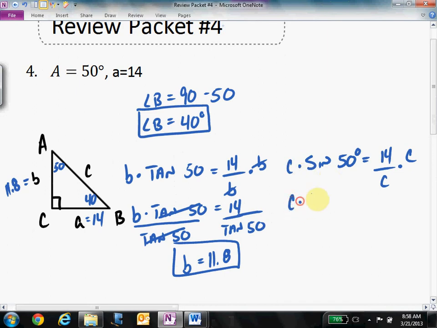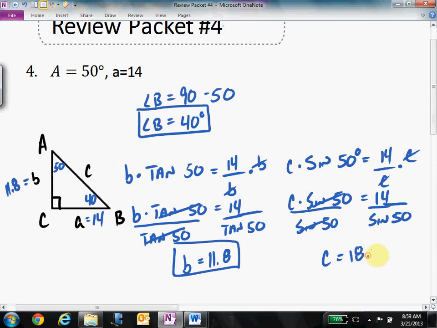And I'm going to get C times sine of 50 equals 14. These C's cancel. I need to detach sine 50 from C, so I'm going to divide both sides by sine of 50 degrees. The sine of 50 degrees cancels. C is alone. So using your calculator, evaluate 14 divided by sine of 50, and you will get 18.3. So C equals 18.3, and our triangle is now solved.